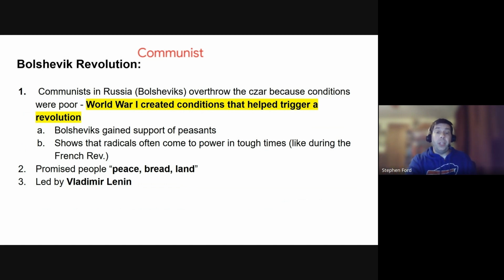If you watch the last video, we had a focus on the fact that the radicals, the Jacobins, came to power during the Reign of Terror, right? During the French Revolution. Extreme conditions sometimes lead to the radical groups coming to power. And the Bolsheviks were that too. They end up coming to power and they're led by Lenin.